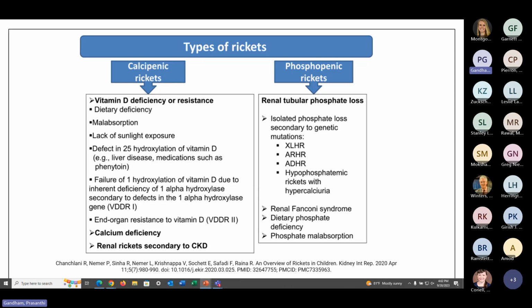In calcipenic rickets, you can have mutations in the vitamin D receptor, which cause what used to be called vitamin D resistant rickets. There is also vitamin D dependent rickets, which occurs due to 1-alpha hydroxylase deficiency. And in terms of phosphopenic rickets, you can have X-linked dominant, autosomal recessive, and autosomal dominant forms of hypophosphatemic rickets, as well as hypophosphatemic rickets with hypercalciuria. And we will go through all of these different types of rickets as we proceed through the talk.